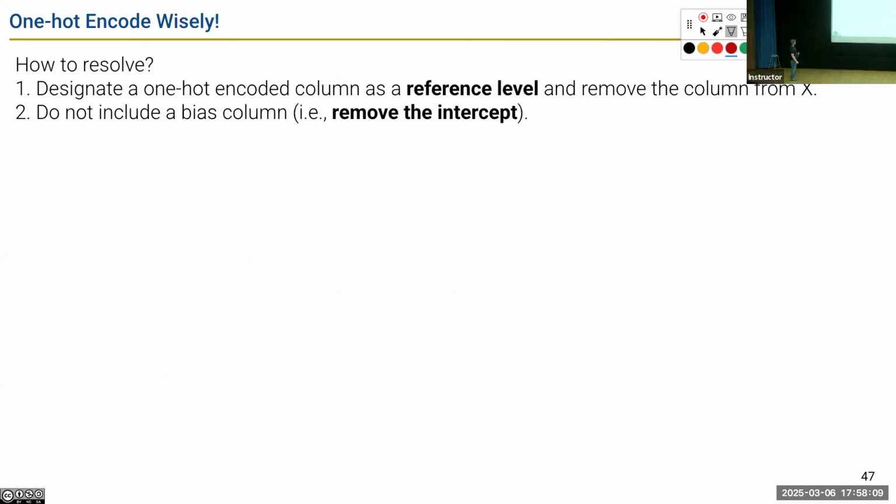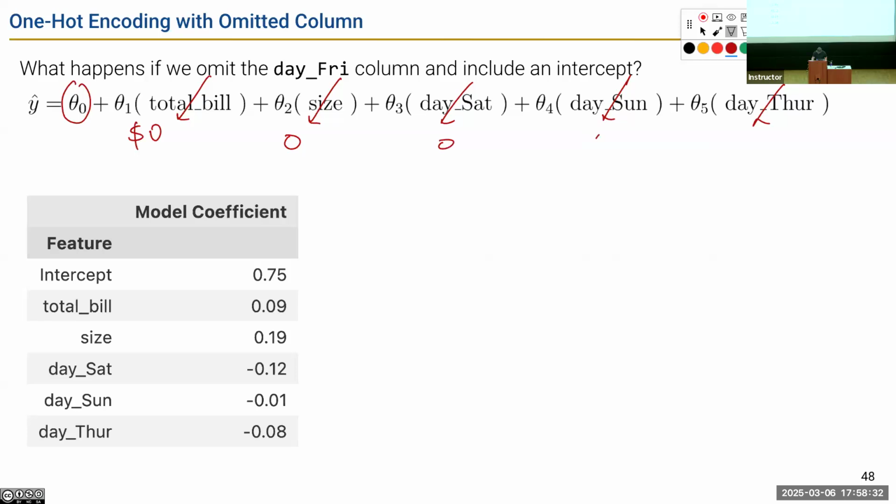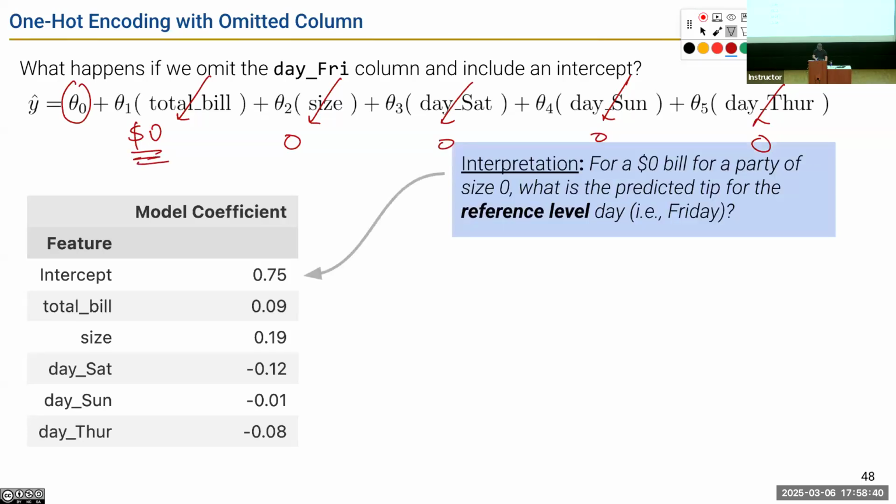Okay, let's go further. Go back here. How do we interpret 0.75? Let's do our interpretations exactly the same way as before. Get rid of everything else. How can I isolate this intercept term? Let's say I have a bill that's $0. I have a group of size 0, and it's not Saturday, Sunday, or Thursday. If it's not Saturday, Sunday, or Thursday, what day is it? According to this data set, it must be Friday. So for a $0 bill with no people on a Friday, that's my intercept. That's my prediction. What is the predicted tip on the reference level day?